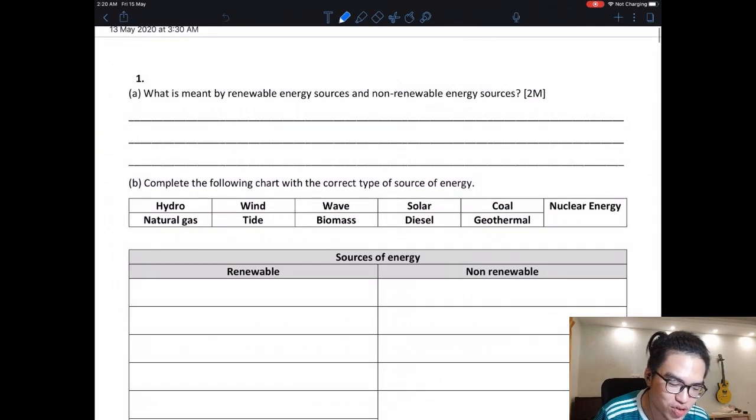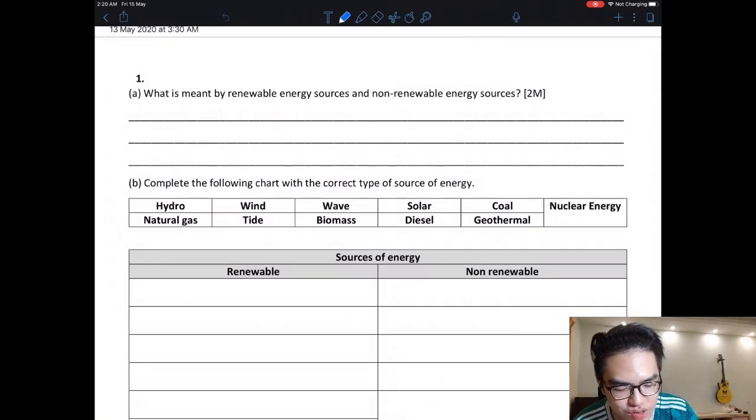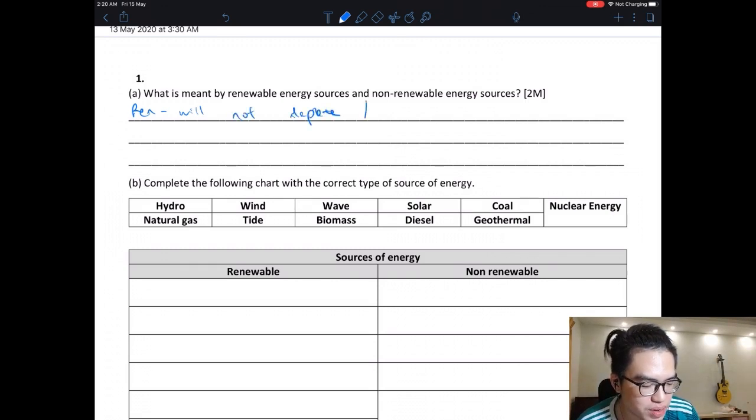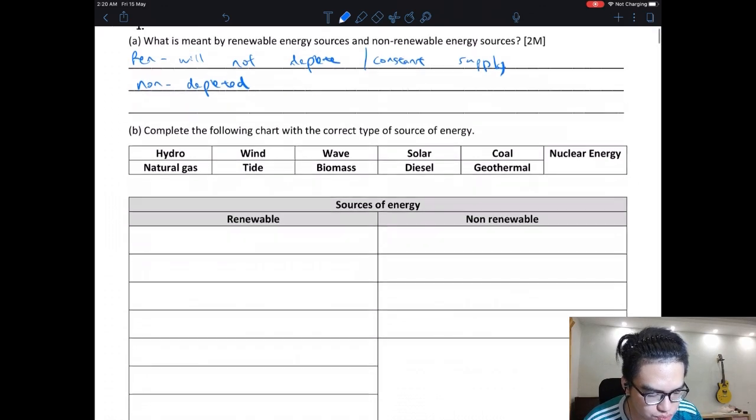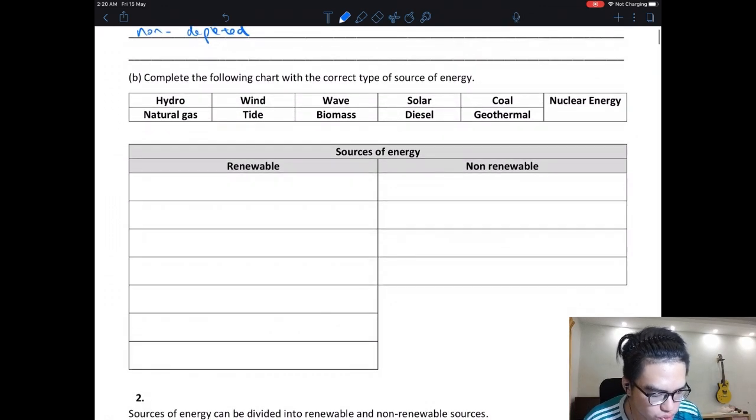What is meant by renewable energy source and non-renewable? Renewable means it will not deplete, or you can say it has a constant supply. For non-renewable, it will be depleted someday. So, grouping into sources, we will talk about non-renewable first.